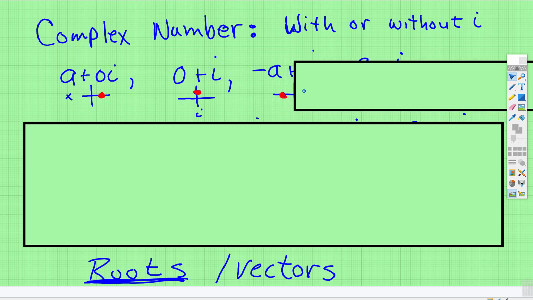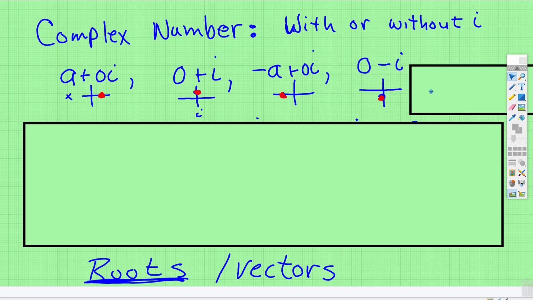Then if you've got negative a, that's like a negative x plus 0i, so it sits on the x-axis. And then 0 subtract i, again, it sits on the y-axis.